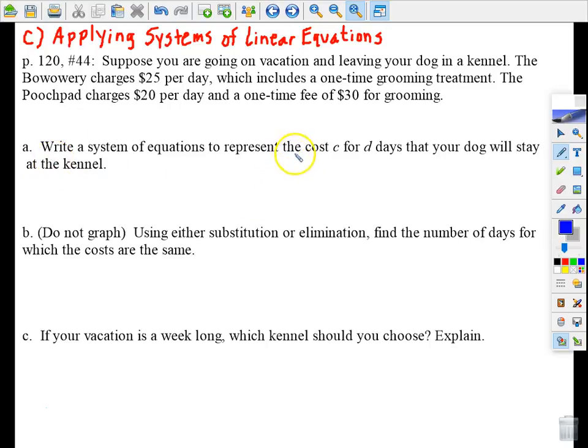We're supposed to write a system of equations that will be cost determined for a certain number of days. Okay, so I'm just going to label my equations by the name of the kennel. So here's my Bow Wowry. What does its equation look like? Okay, well, let's think about it. We're supposed to use a C for cost, determined by a certain number of days that your pet will stay.